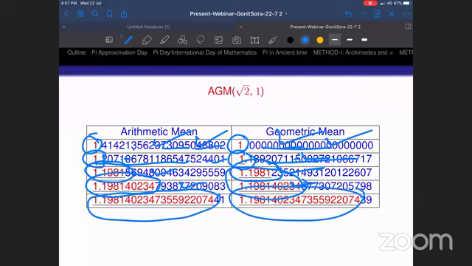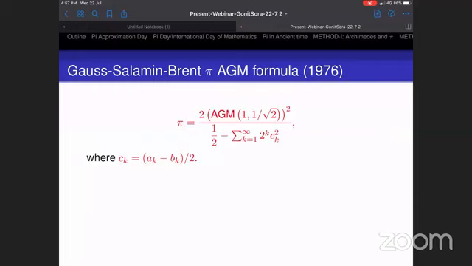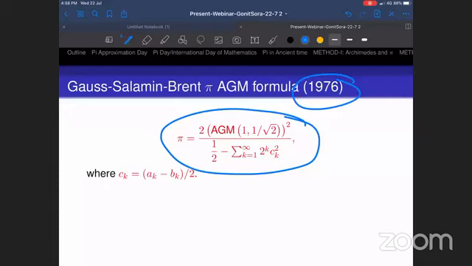And for this fast converging method, many properties were in fact discovered by Gauss. And in his diary, he almost wrote something related to Pi. And in 1976, two mathematicians, Salamin and Brent, found the AGM formula which is related to Pi. So this is the AGM formula. So Pi equals this one: AGM of 1 and 1 by root 2, then whole square, and this one.